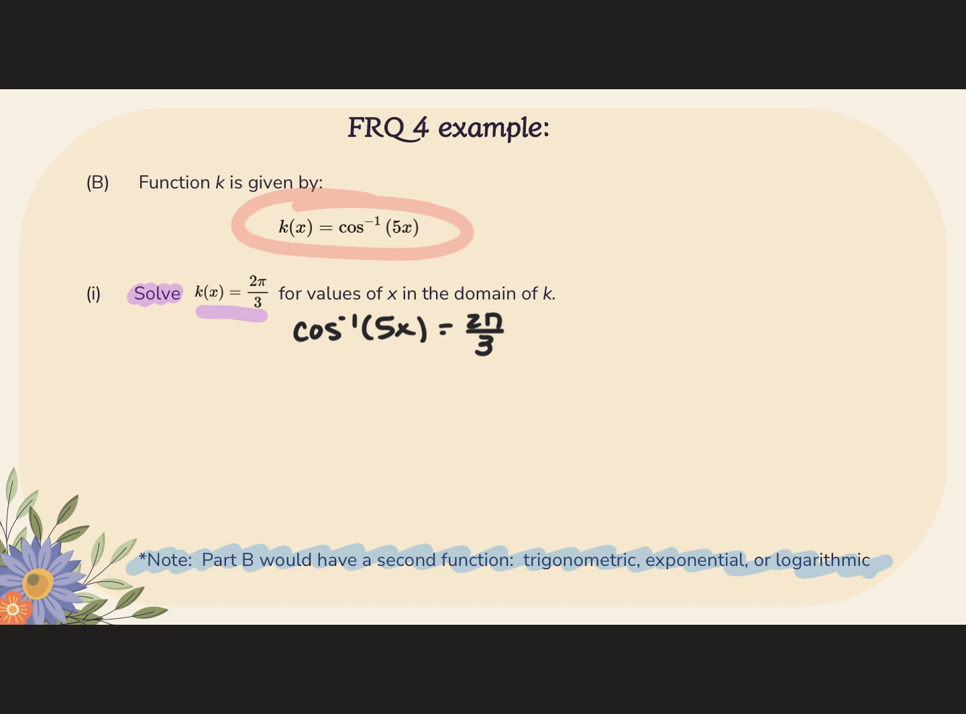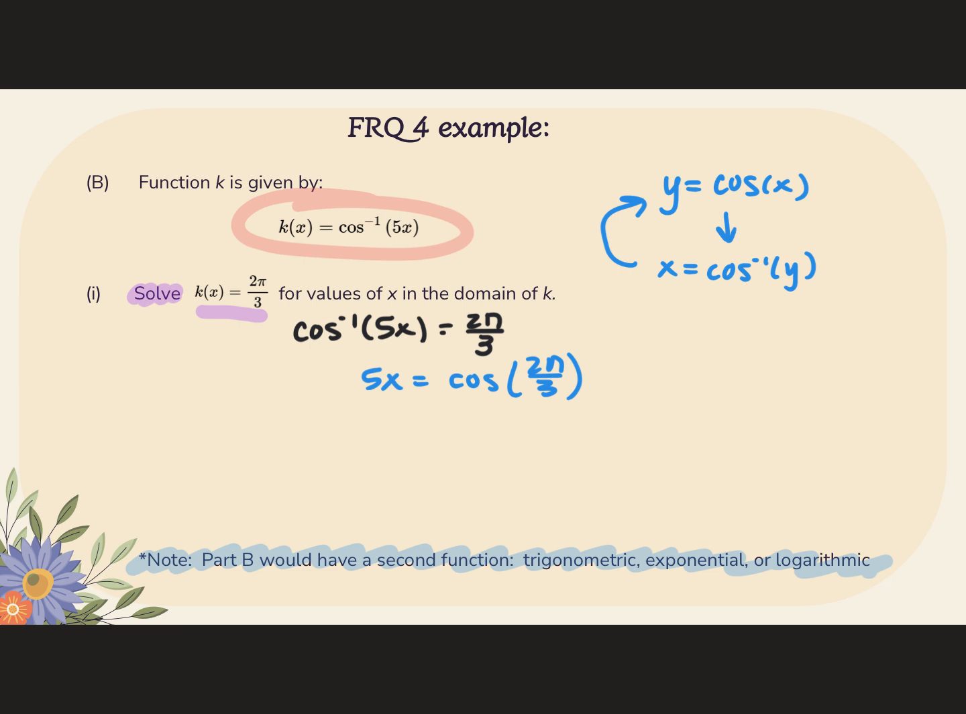Using what I know about inverses, I know that if I have a trig expression like y equals cosine of x, that would be equivalent to saying x is equal to the inverse cosine of y. So I'm going to use that to go backwards into a cosine equation. Inverse cosine of 5x equals 2 pi over 3. That means 5x is equal to the cosine of 2 pi over 3.